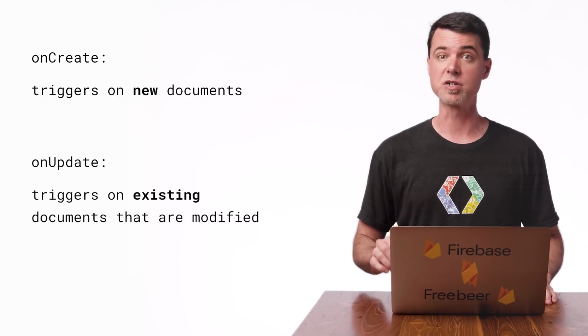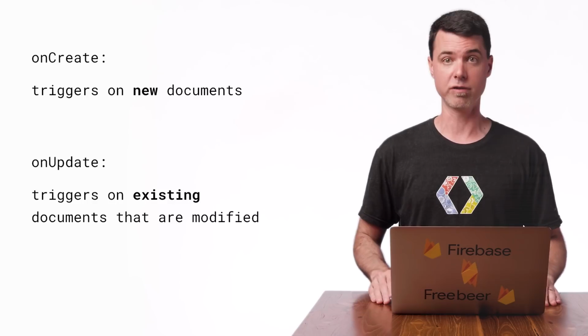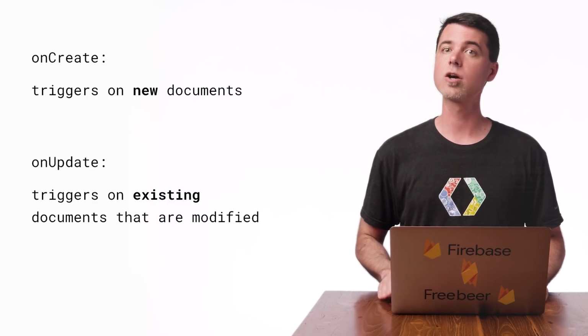If I want to write some code that responds to changes at the same location in the database, I can use an onUpdate trigger for that. It's similar to onCreate, but there are some key differences. Let's take a quick look at that in the console.